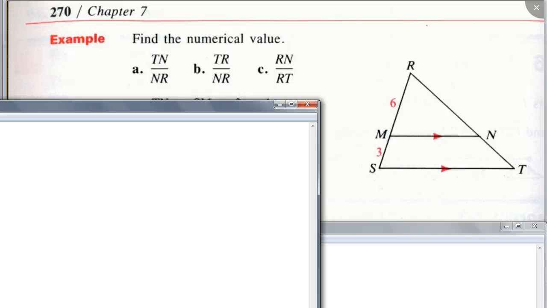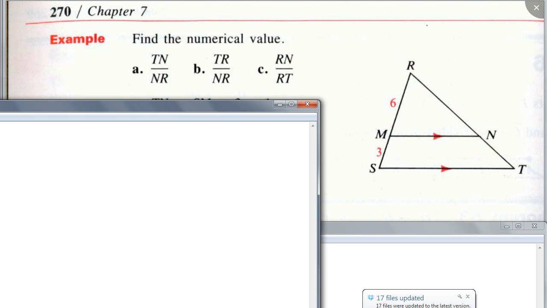If I have the triangle like this and MN is parallel to ST, because of the triangle proportionality theorem, I claim to you that we could figure out the ratio of TN to NR, TR to NR, and RN to RT. Okay, go ahead. Everybody try this. You could help each other out too. Go ahead. Everybody try.